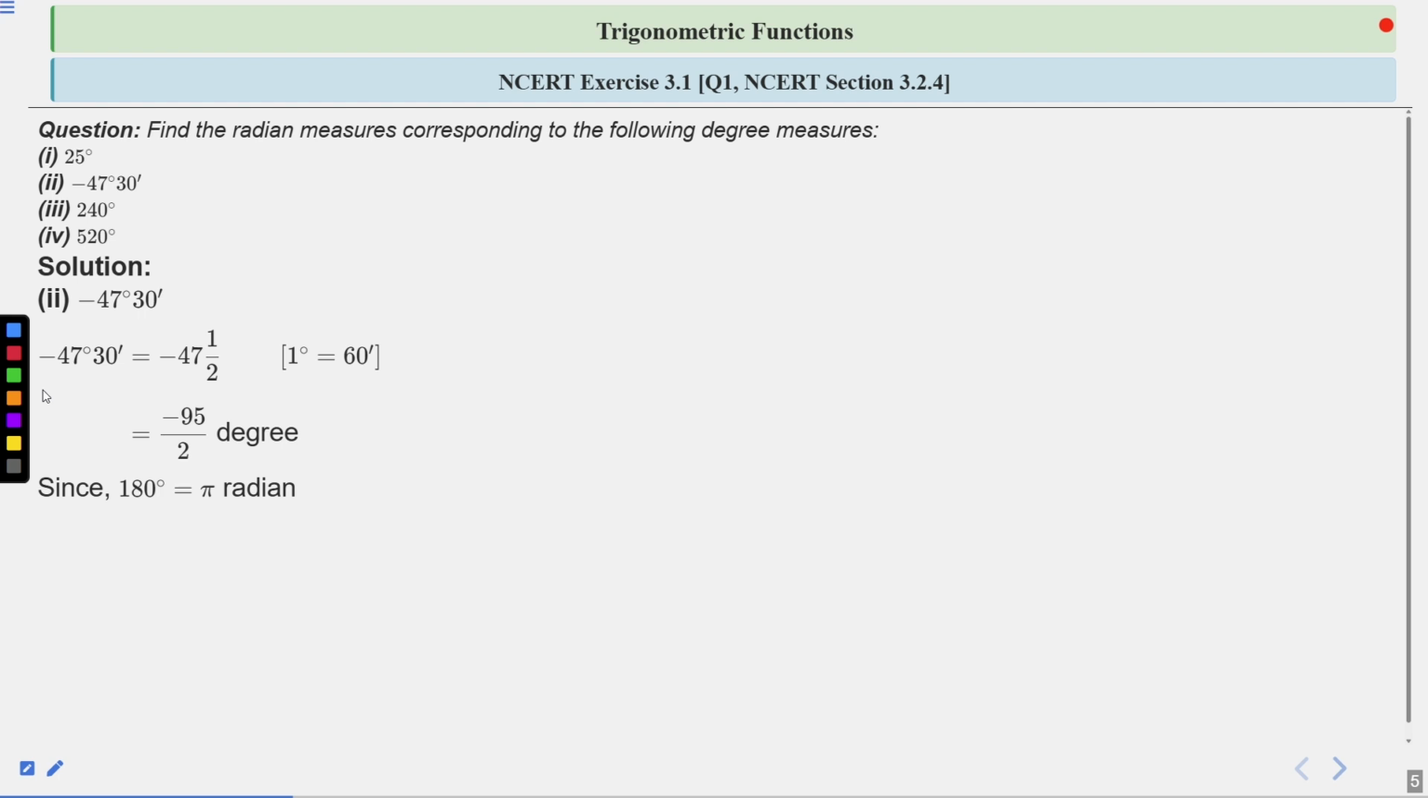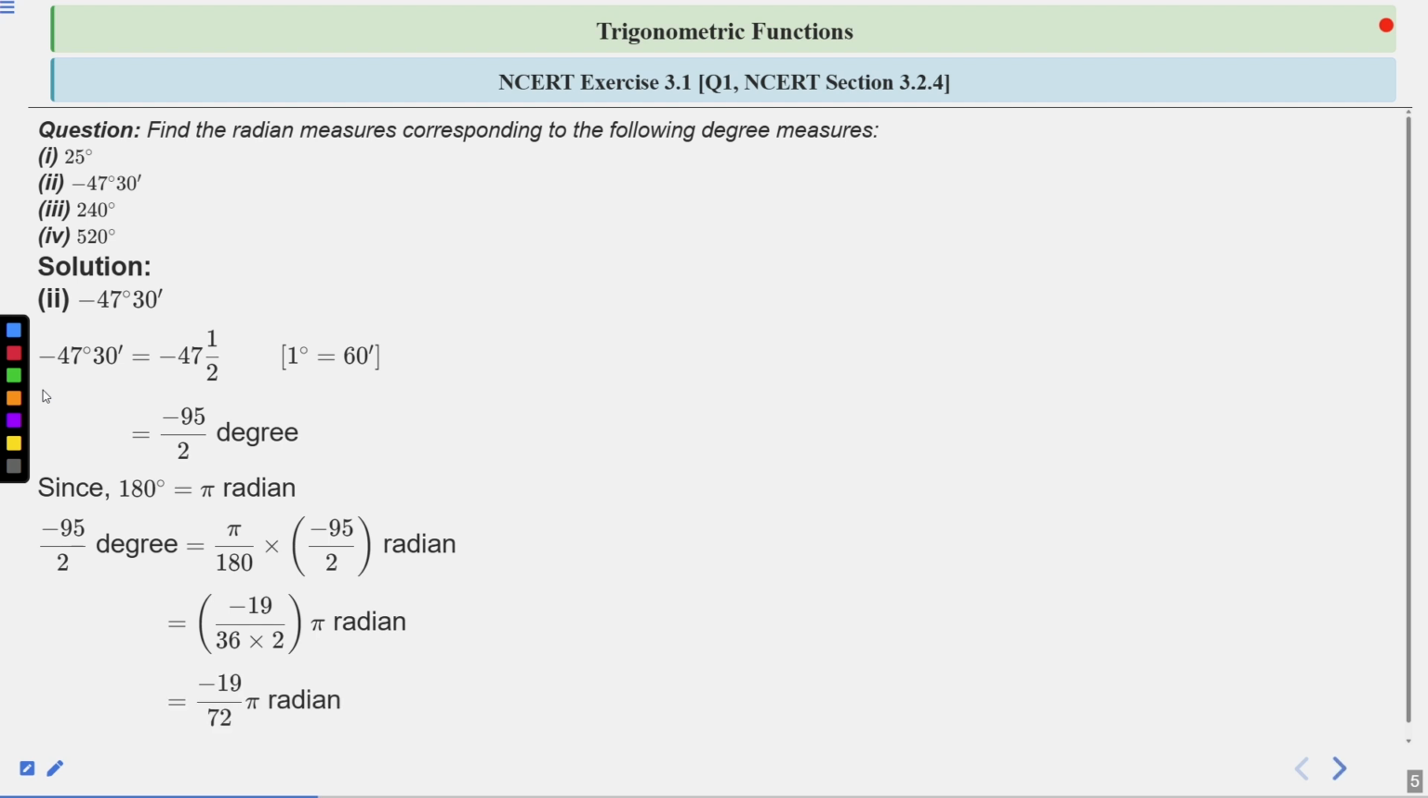Now since we know that 180 degree is equal to pi radian, minus 95 upon 2 degree will be equal to pi upon 180 into minus 95 upon 2 radian. Got it? Which is equal to minus 19 upon 36 into 2, into pi radian, which is equal to minus 19 upon 72 pi radian. So for part 2, the answer is minus 19 pi upon 72 radian.